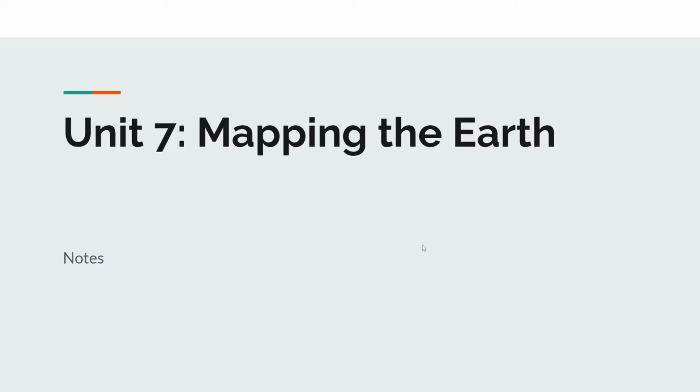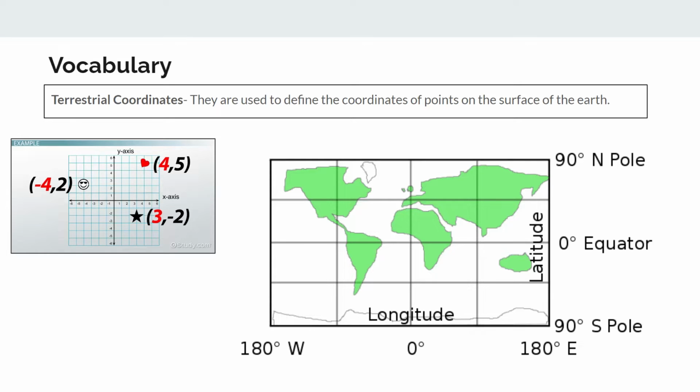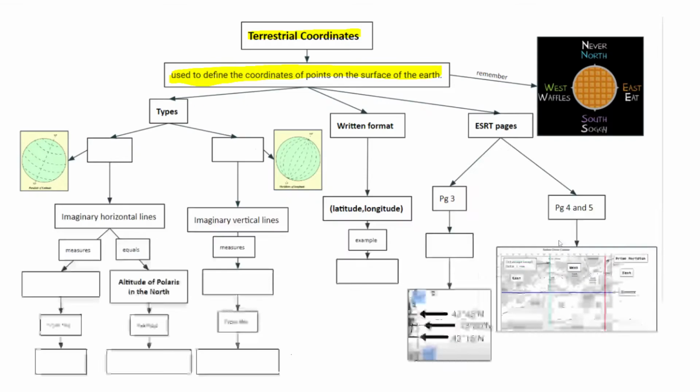Hi everyone, today we're going to talk about Unit 7, Mapping the Earth. Let's start with some vocabulary. So, terrestrial coordinates are used to define the coordinates of points on the surface of the Earth, meaning just like we use x and y axes in math and use numbers to identify a specific location on a graph, we can use coordinates like that, called terrestrial coordinates, to figure out a specific place on Earth. Okay? And for that, we use lines called longitude and latitude.